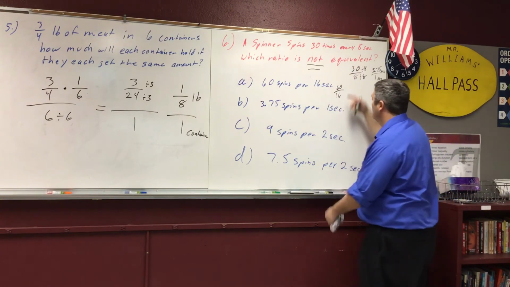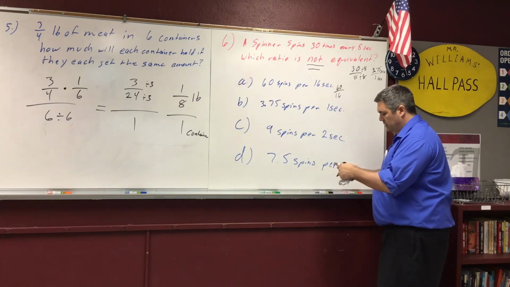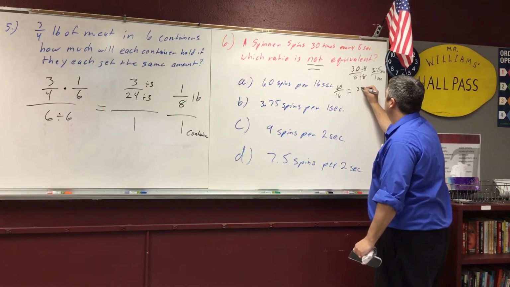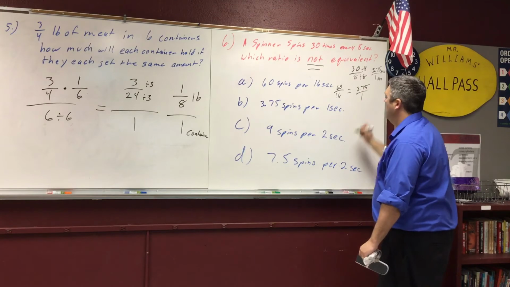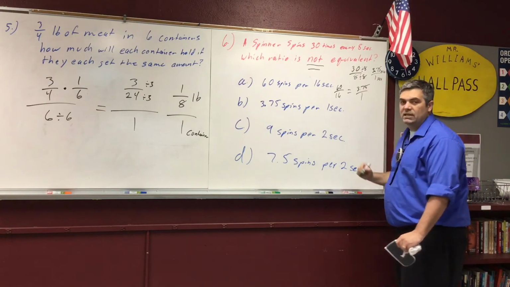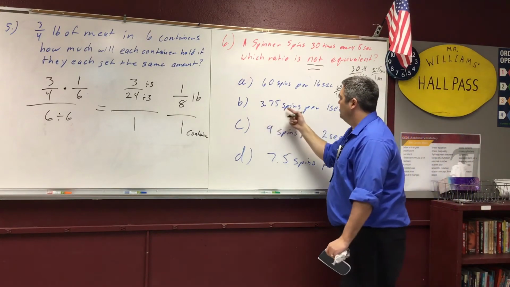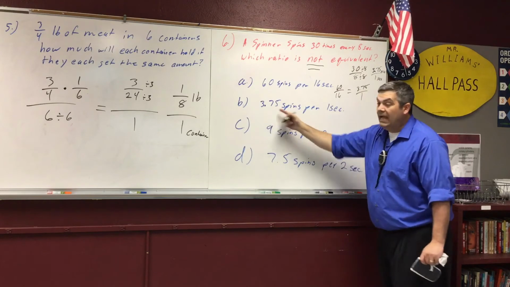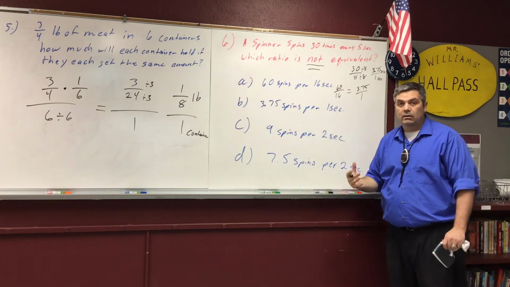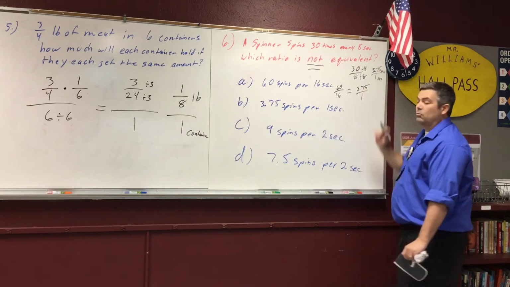But let's check it anyways. 60 divided by 16. 3.75 over 1, or 3.75 spins per second. That's equivalent. And here, 3.75 spins per 1 second, that is your unit rate. When you have a 1 on the bottom, that's your unit rate. So here, I don't even have to check it. This lines up exactly with what we just found.